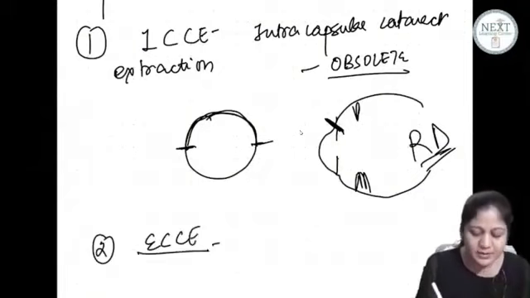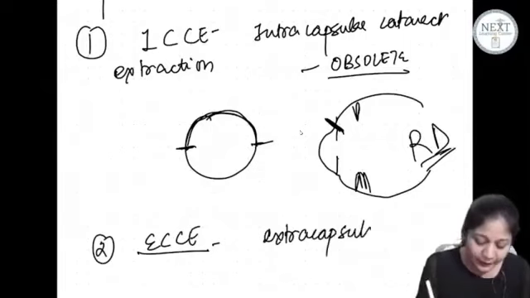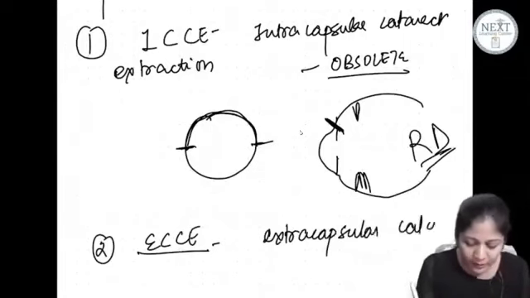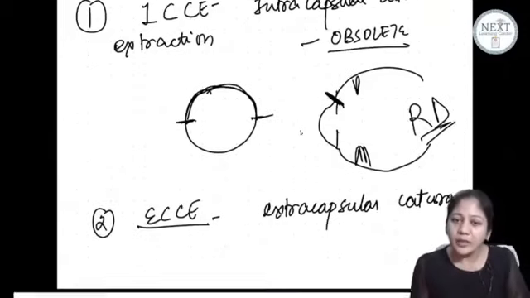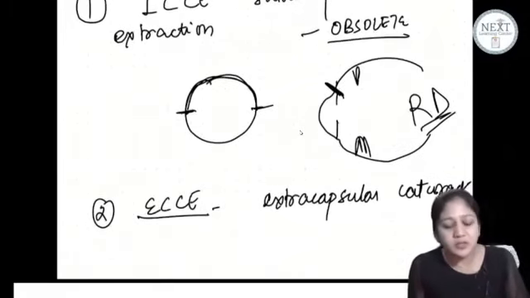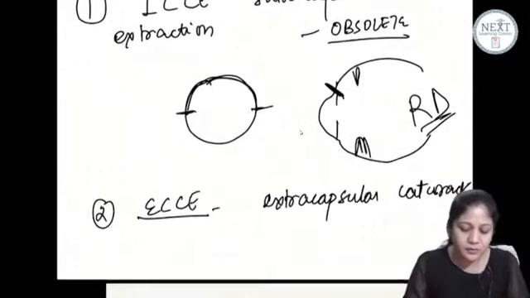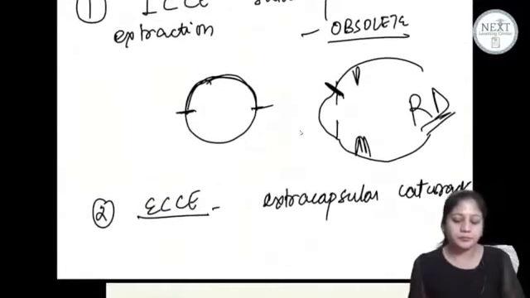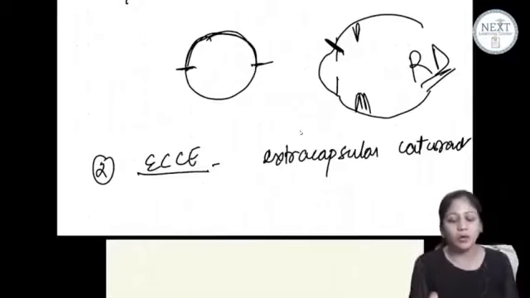So doctors decided that we should not do intracapsular. Let us not take out the whole of the lens. Let us not disturb the vitreous. Understood? So they started extracapsular cataract extraction. समझ आ रहा है बच्चे? They started with extracapsular cataract extraction. Now what do you do here? The basic idea is that we are not taking out the whole of the lens.